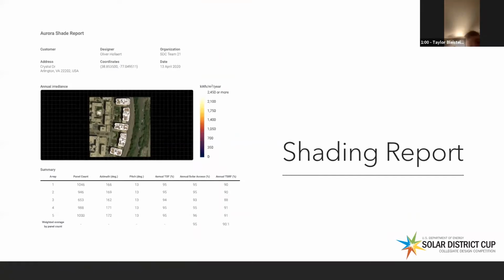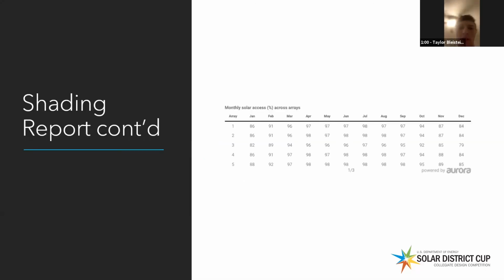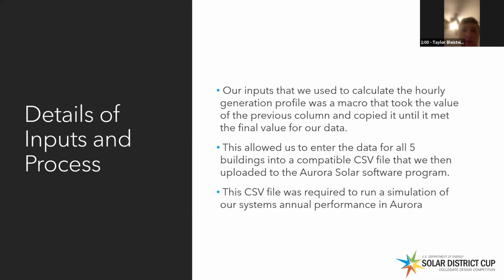And here's just a rundown of our shading report that we pulled directly from Aurora itself. It gives you radiance data, how many panels are in each building, the access that's going to have, production, pitch, stuff like that. And again, another rundown of this is just showing annual production.